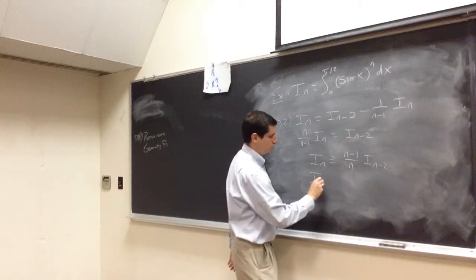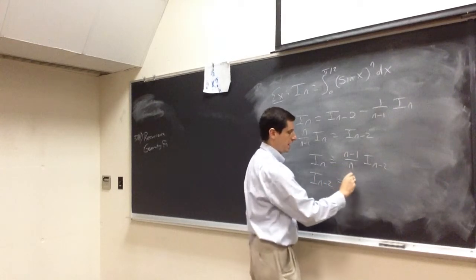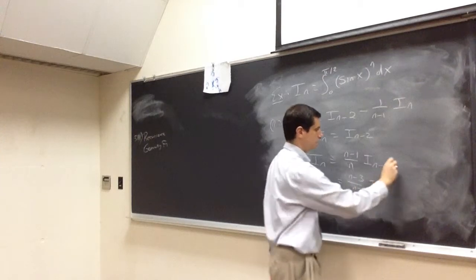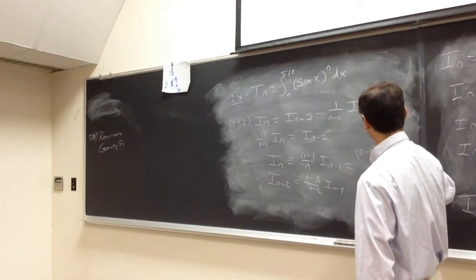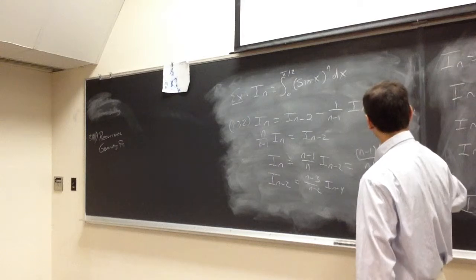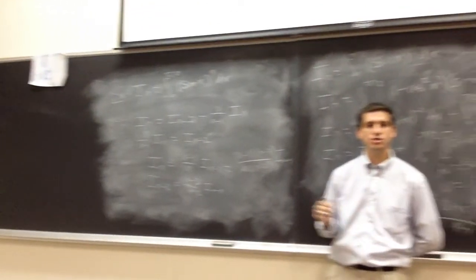Well, if you want, we'll do one more. I_{n-2}. So we replace n with n minus 2. We get n minus 3 over n minus 2 times I_{n-4}. So this would also be the same as n minus 1 times n minus 3 over n times n minus 2 times I_{n-4}. What do you see the solutions involving now?